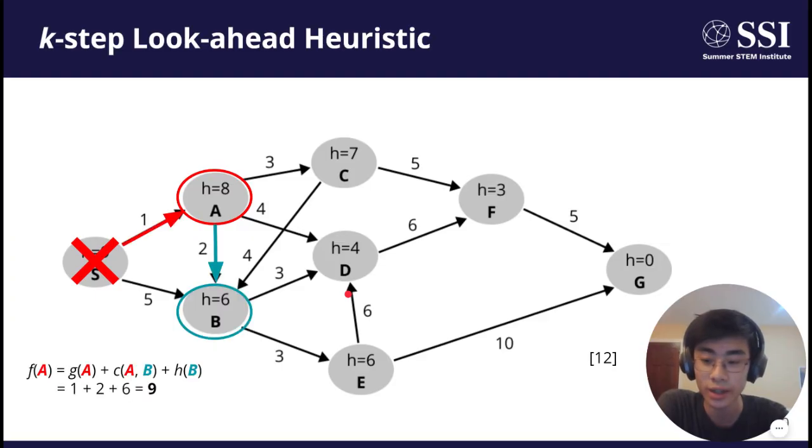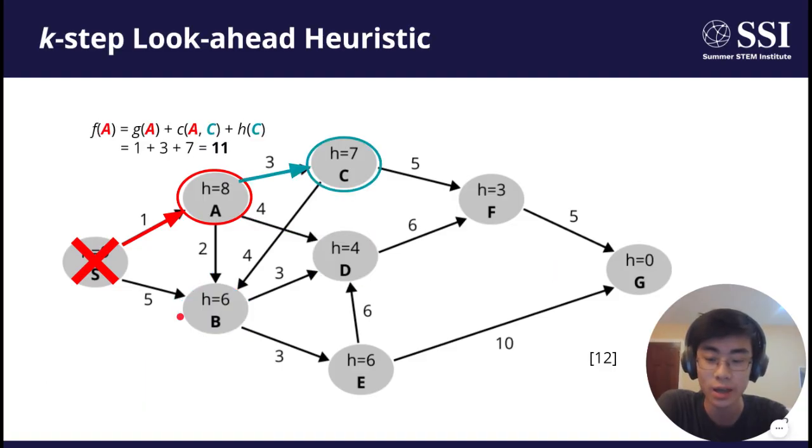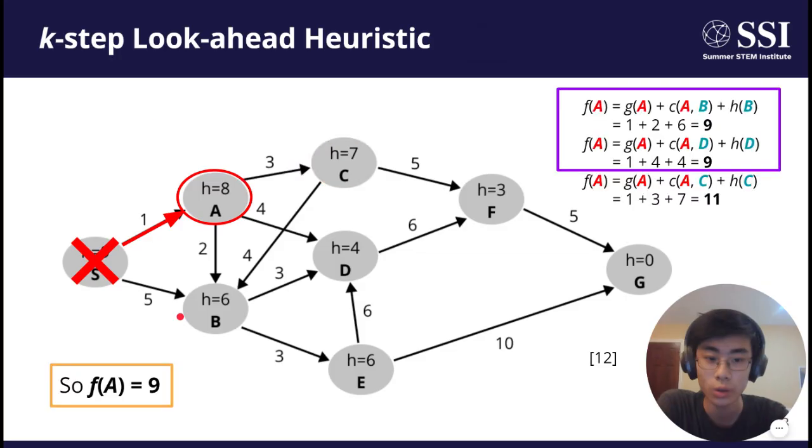Starting with B, we calculate f(A) using this new heuristic by finding g(A), which is 1, plus c(A,B), which is 2, plus h(B), which is 6. This value h(B) is the predetermined baseline heuristic, which in this study will be simple Euclidean distance to the goal. Adding all of these values together gives us 9. We do the same thing for node D, which also happens to give us 9, and for node C, which gives us 11. We now compare all these values and take the lowest value, which in this case is 9, so we assign f(A) to 9.